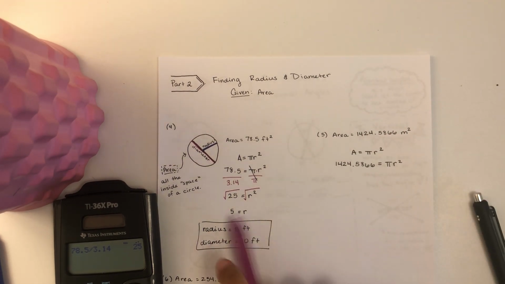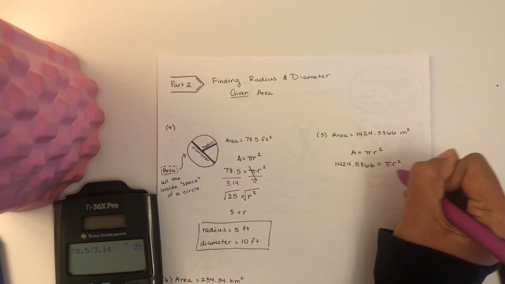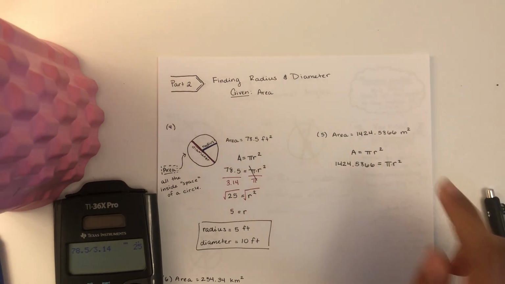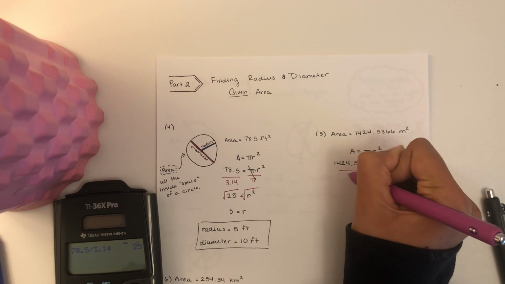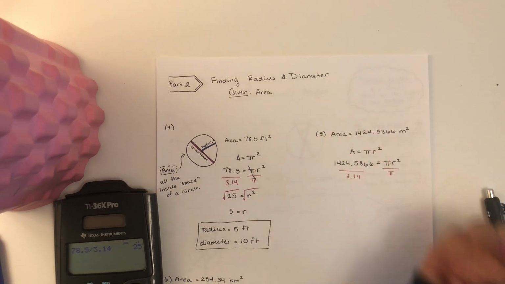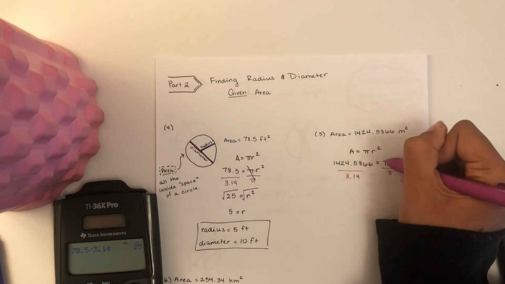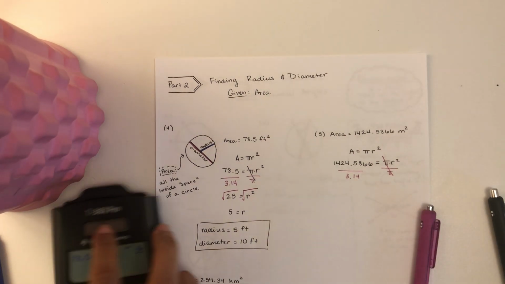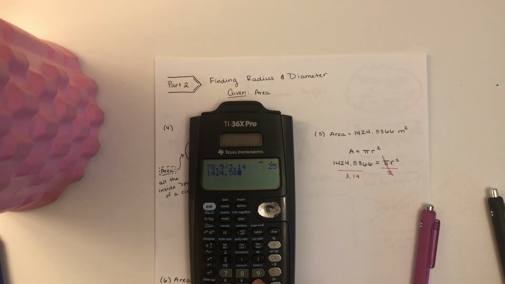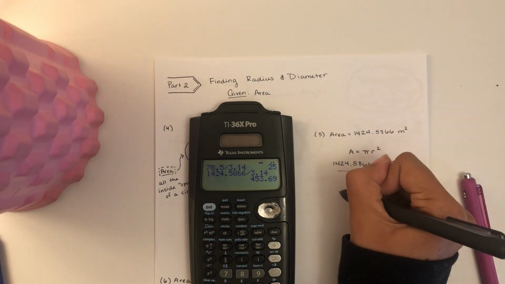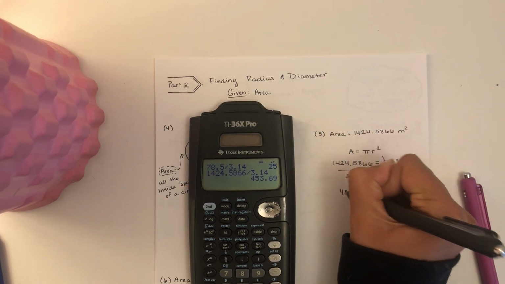Same first step. Trying to get this r by itself, pi times r, opposite of times would be dividing by pi, or 3.14 on both sides. These pi's cancel. Get that calculator out. 1,424.5866 divided by 3.14. We get a bit of a smaller number.